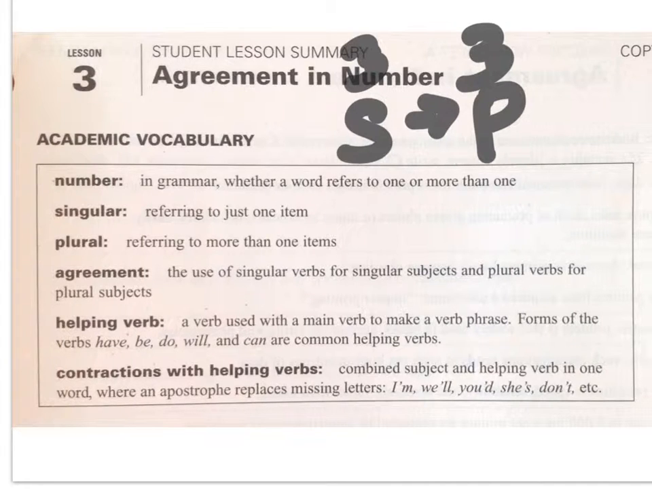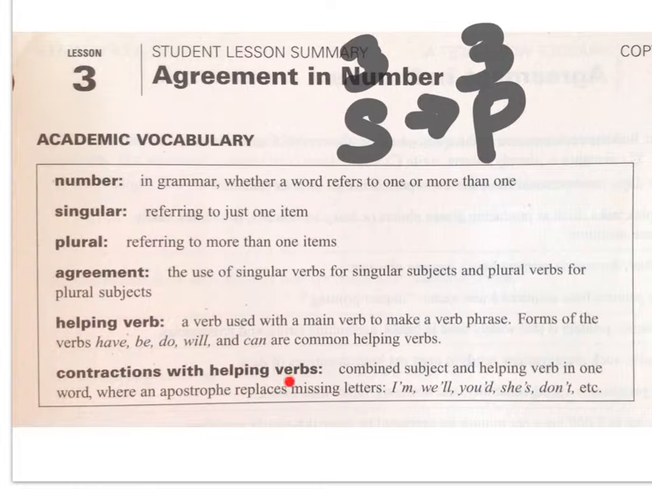Helping verb, a verb used with a main verb to make a verb phrase. Forms of the verbs have, be, do, will, and can are common helping verbs. They're also called linking verbs and auxiliary verbs, helping verbs.